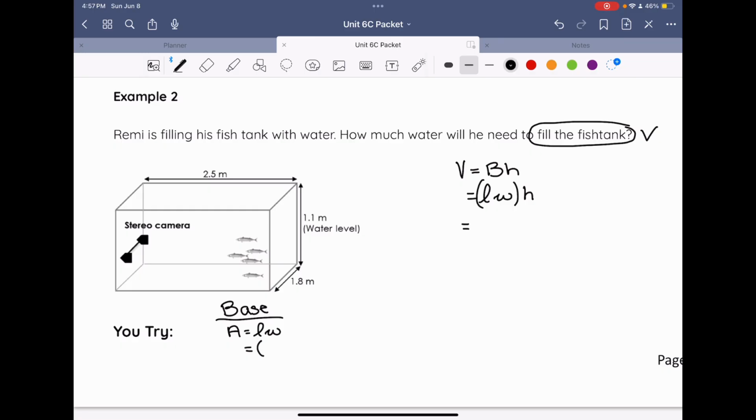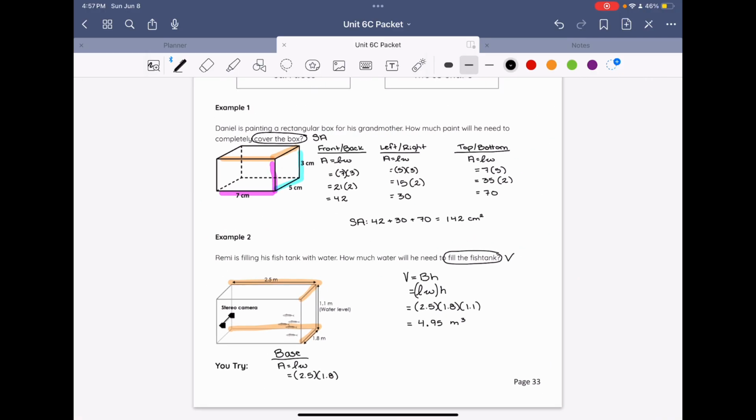We're doing the length and width of the base. So for me, I'm going to say that the base is right here, right? So 2.5 by 1.8. Then we multiply by our height, which is 1.1. I'm going to multiply all 3 of those numbers together. 4.95 meters cubed. Okay, let's head on to the next page.